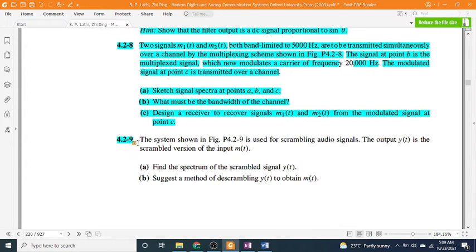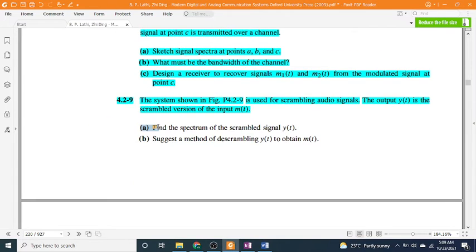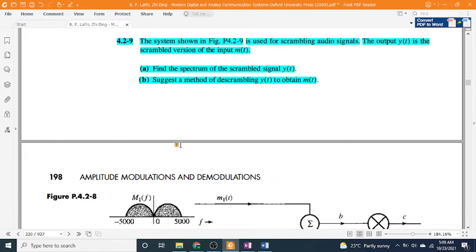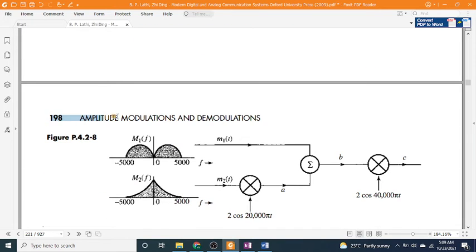Problem 4.2-9: the system shown in Fig. P4.2-9 is used for scrambling audio signals. The output y(t) is the scrambled version of the input m(t). A. Find the spectrum of the scrambled signal y(t). B. Suggest a method of descrambling y(t) to obtain m(t).